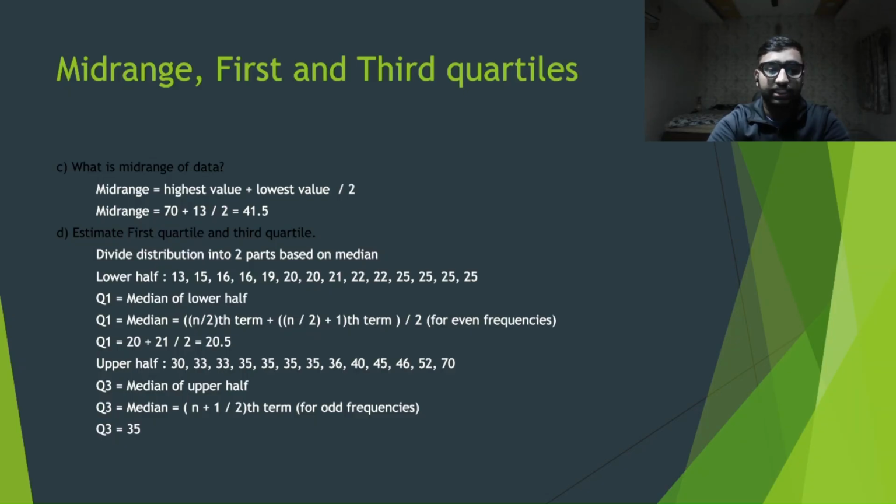The upper half would consist of 13 values, starting from 30 to the highest value 70. The third quartile would be median of this upper half. As we know, for odd number of frequencies, the formula of median would be the (n plus 1) by 2 th term, which is 35. Hence, our third quartile is 35.